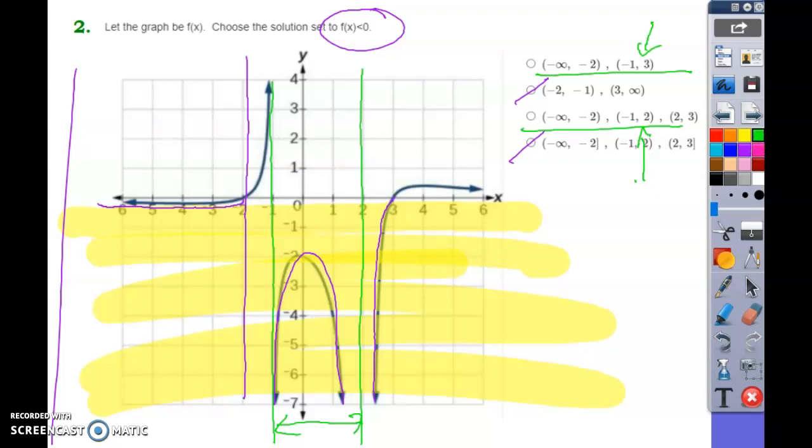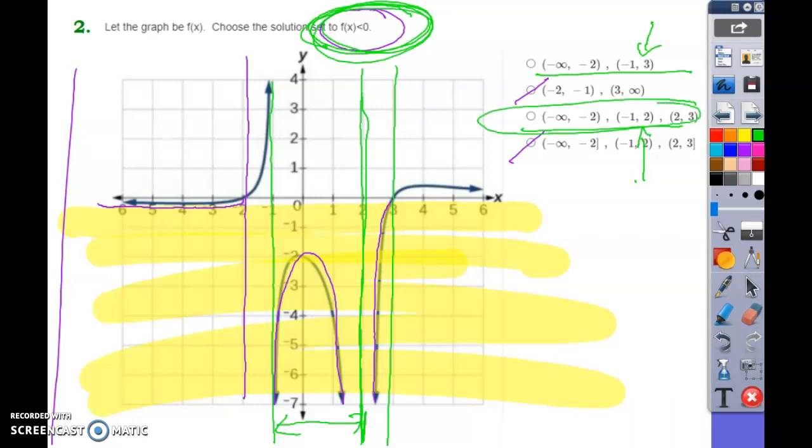And the last one is from, I lied, from this asymptote, from 2 to 3, but not including 3, because f of x is less than 0, not less than or equal to. So that's why the answer is this one right here.